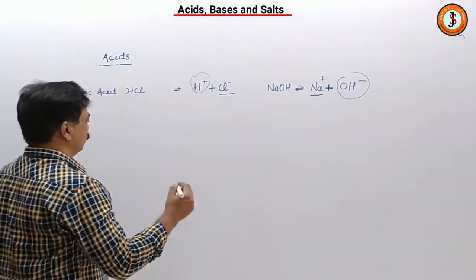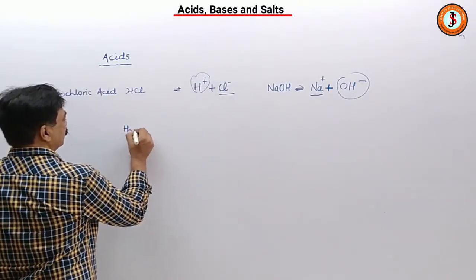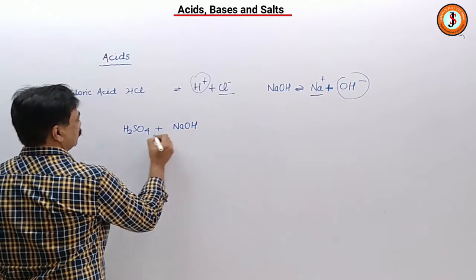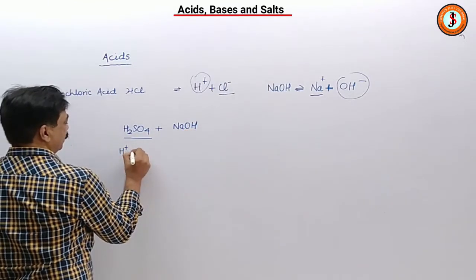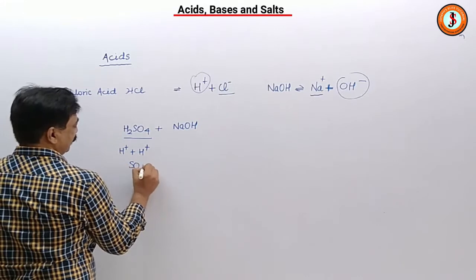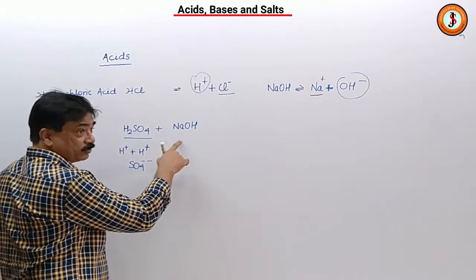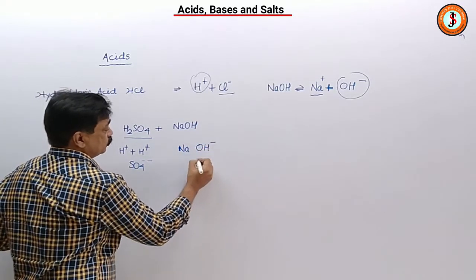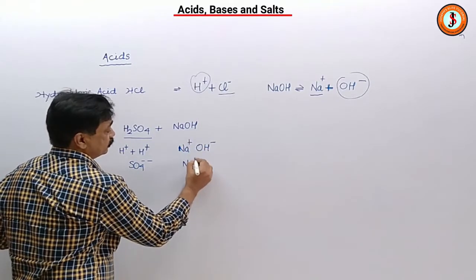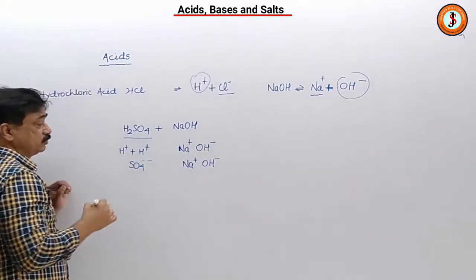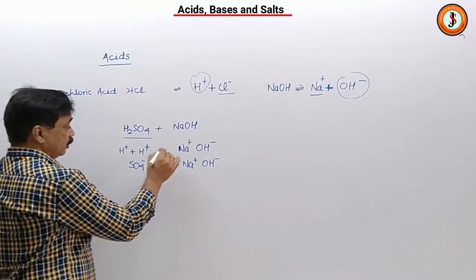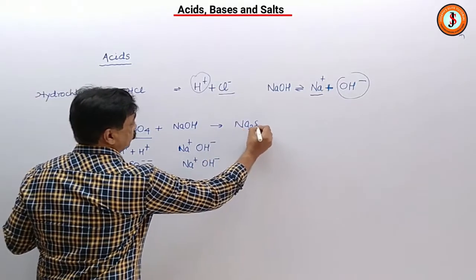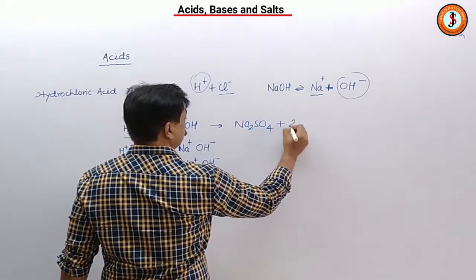Now suppose I have a reaction of H2SO4 plus sodium hydroxide. Now what happens? Here it has two hydrogen ions plus sulfate ions, so it will require two hydroxyl ions. So two sodium hydroxide will be needed. That means the reaction will be Na2SO4 plus 2H2O.